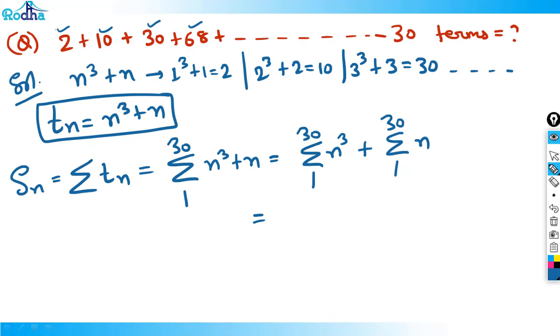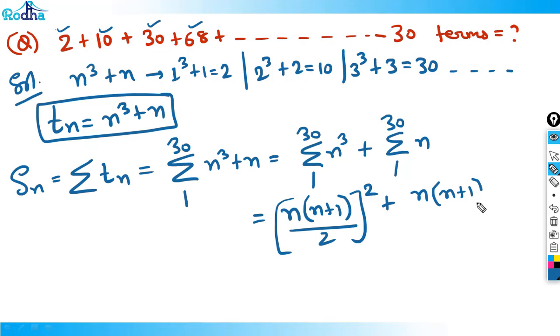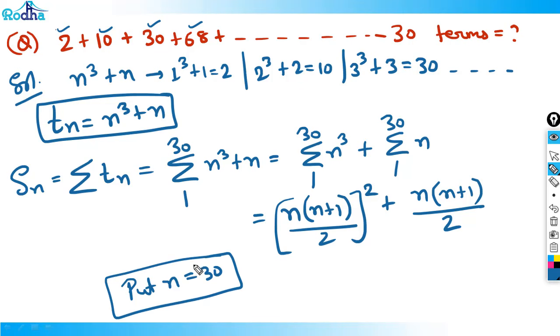What is n cube? So first we solve for summation of 1 to n and then we'll put 30 there. Okay, so what is summation of 1 to n cube? We just discussed: (n(n+1)/2) whole square plus n(n+1)/2, right? And now we'll put n equal to 30 here.